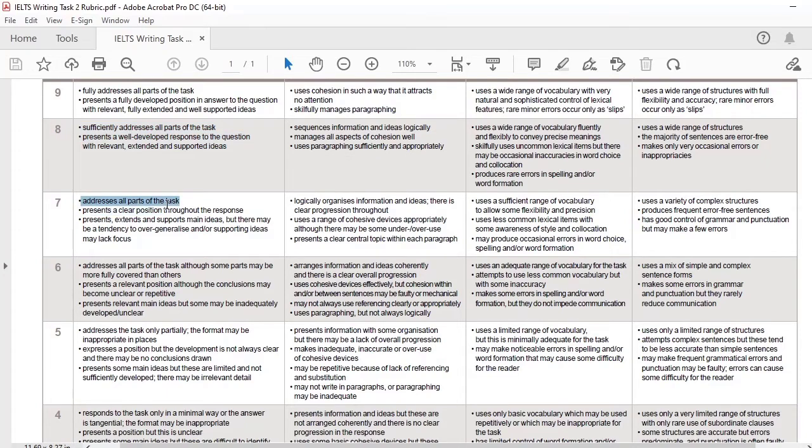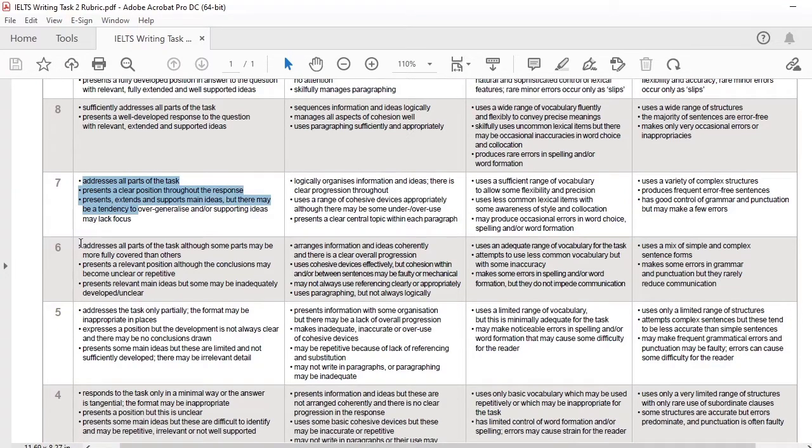7, addresses all parts of the task. Well, she does address them. Presents a clear position throughout the response. Her position was that there are other factors besides money. So that was clear enough. Presents, extends and supports main ideas, but there may be a tendency to overgeneralize and or supporting ideas may lack focus. I think that I may give her a 7 in this one because most of these elements do align with her writing.